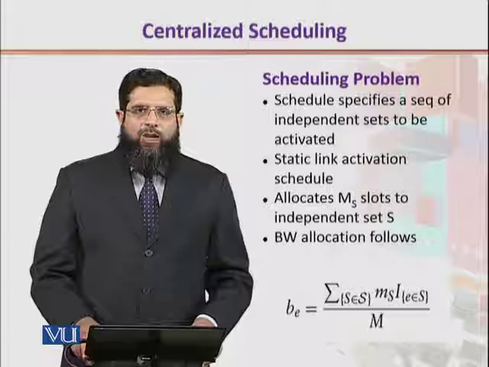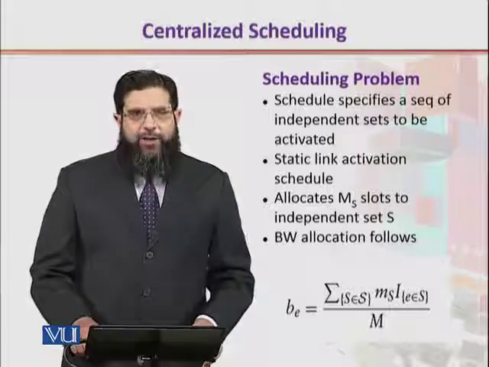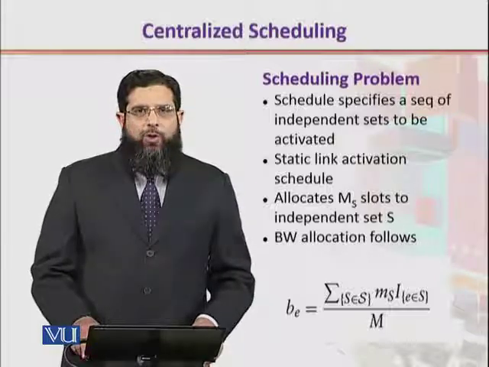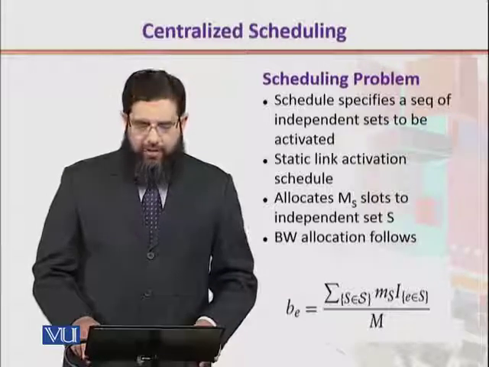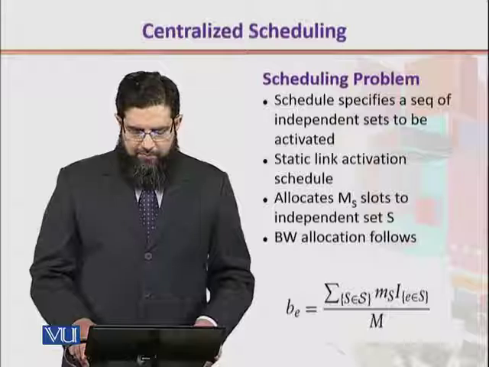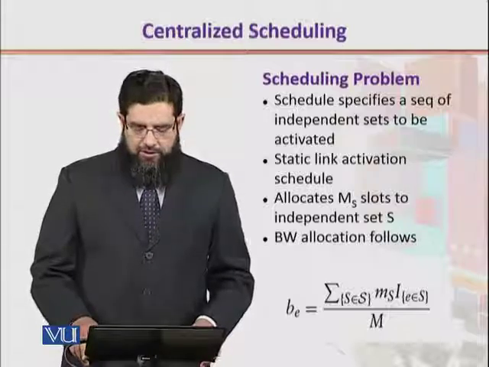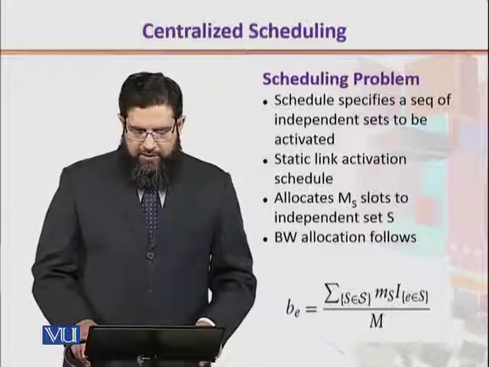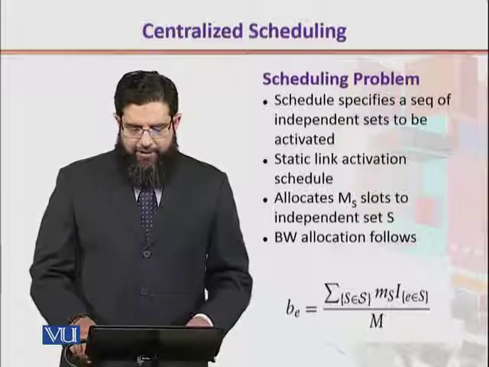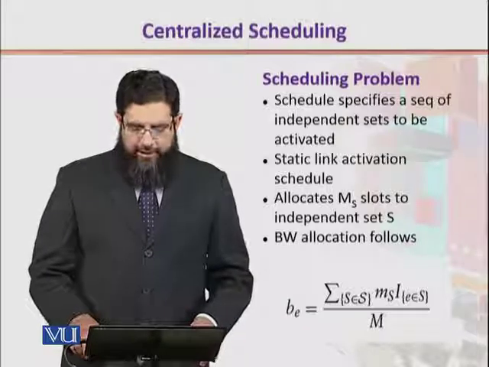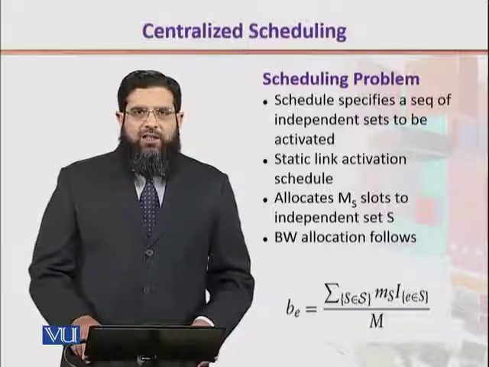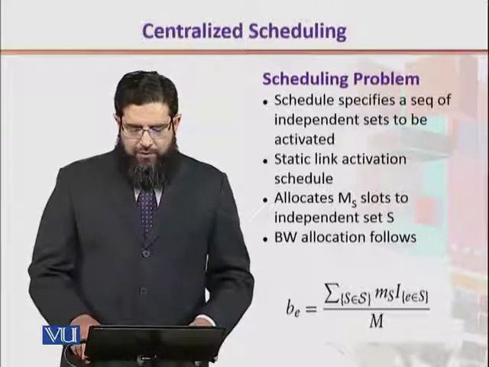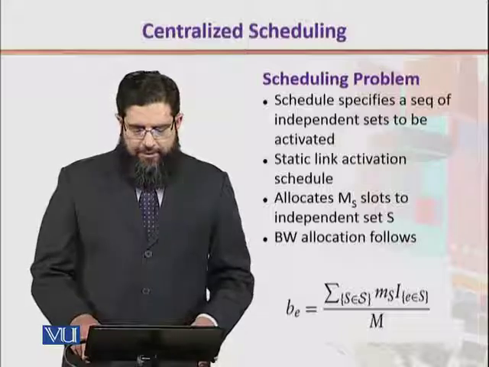But a periodic link activation schedule needs continuous coordination and input by the current state of the network and the nodes. Let's assume that we have S independent sets, so we need to allocate a scheduling discipline that gives M, or the maximum number of slots, to these independent sets.